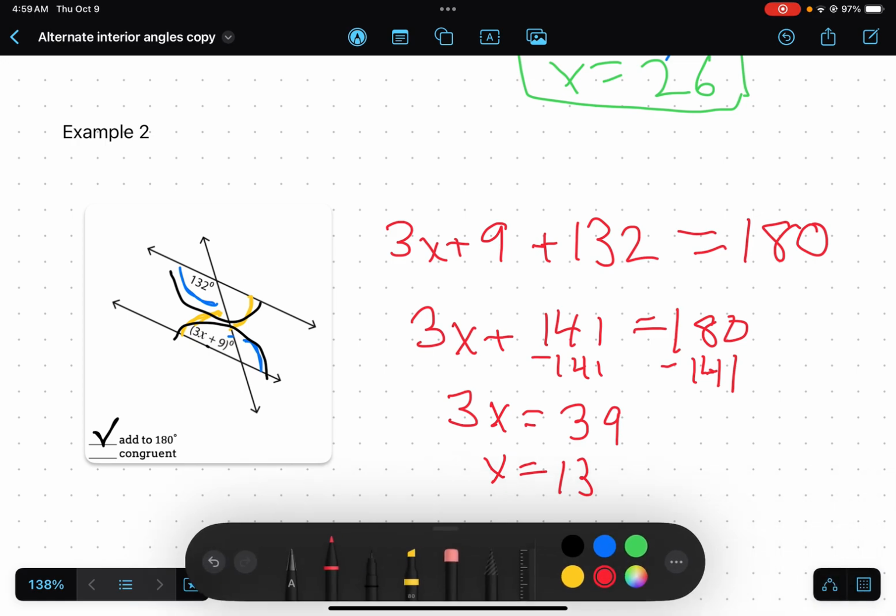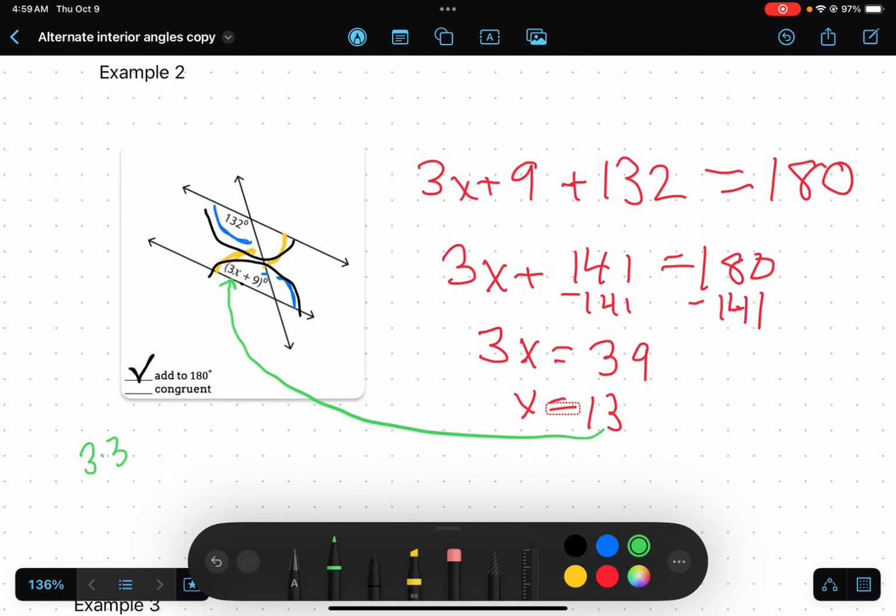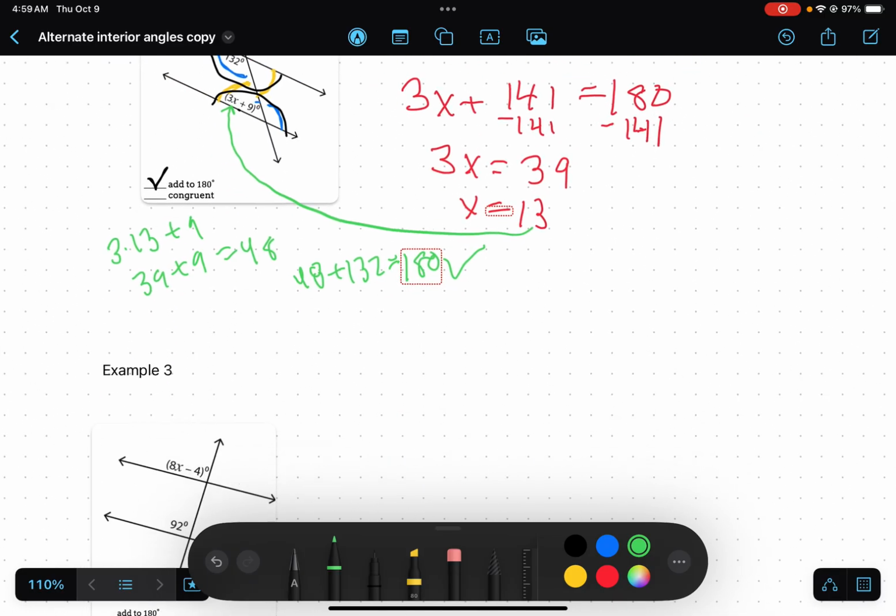If I want to check that, let me just plug it into this expression. So 3 times 13 plus 9, 39 plus 9 equals 48. And if I check that, 48 plus 132 equals 180. So that one checks out. All right, let's do 2 more.